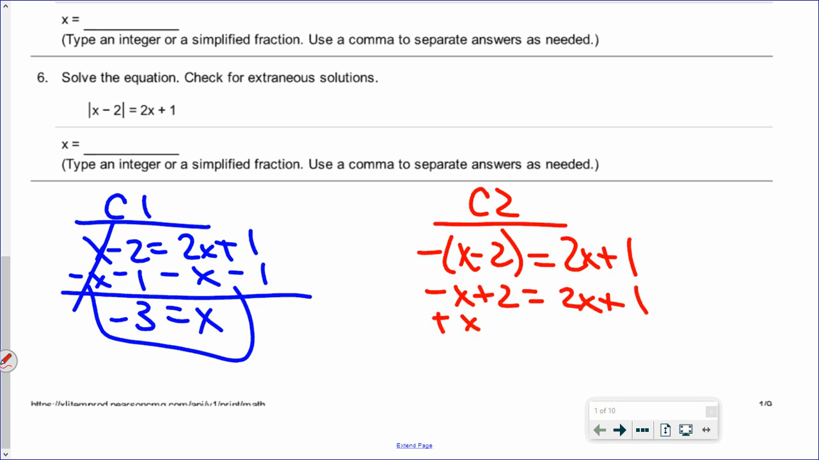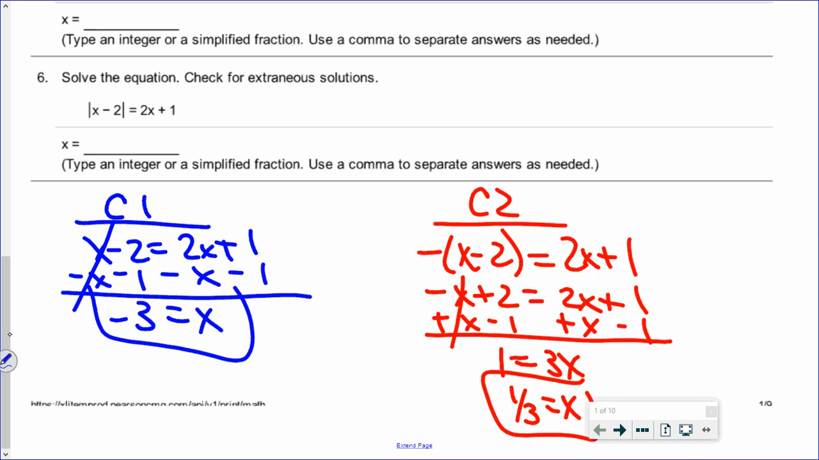Come over here. Distribute the negative. I'm going to add x and subtract 1. So that cancels out. 1 is equal to 3x. So 1/3 is equal to x. Are we good so far?